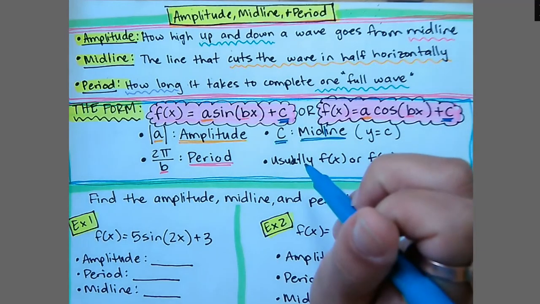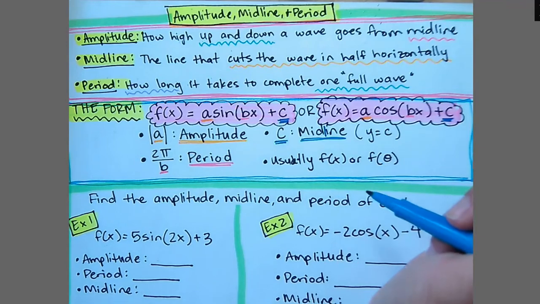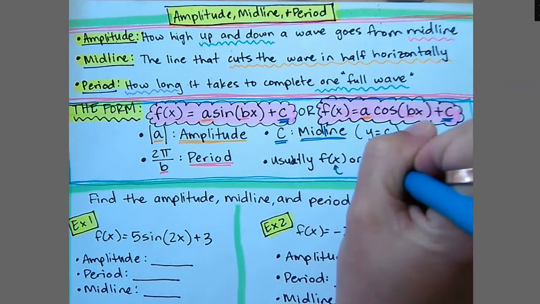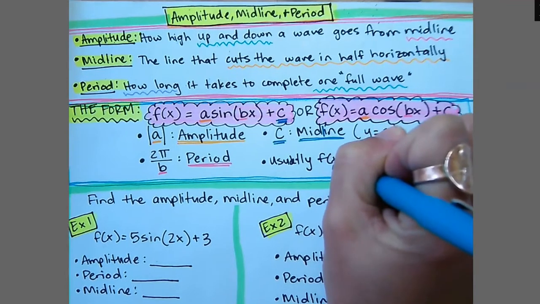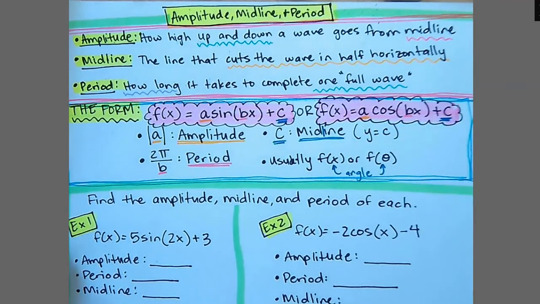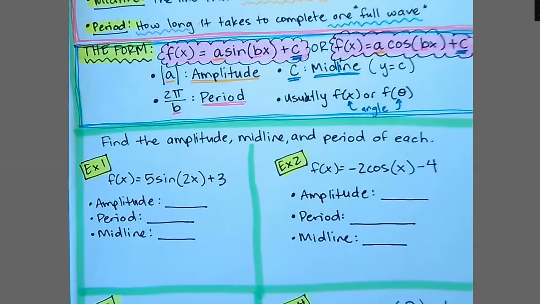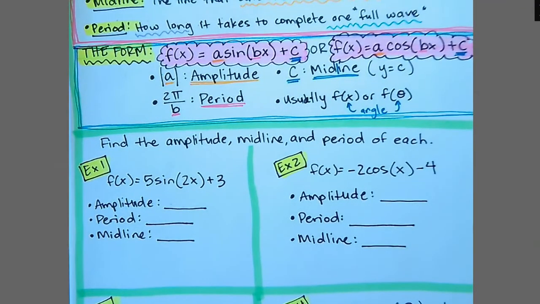Okay, and we could have f of x, or we could have f of theta. These both mean angle in here. Okay, so let's look at some examples since all the words seem kind of abstract. We're going to be finding the amplitude, midline, and period of each.